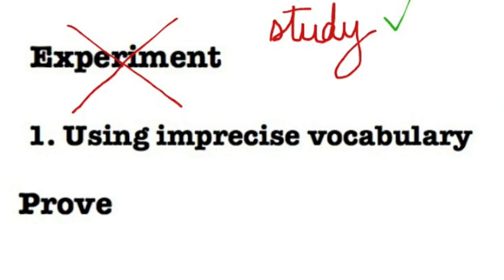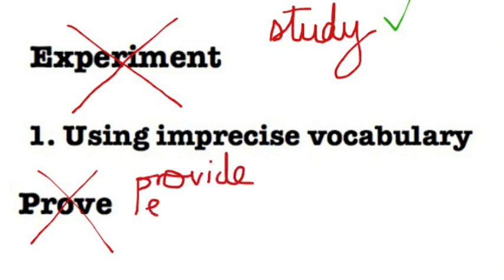Another word that is overused is the word prove. To be honest, I would never use it at all in psychology. Instead, you can use lighter, less definite expressions such as provide evidence for, or demonstrate, or show.